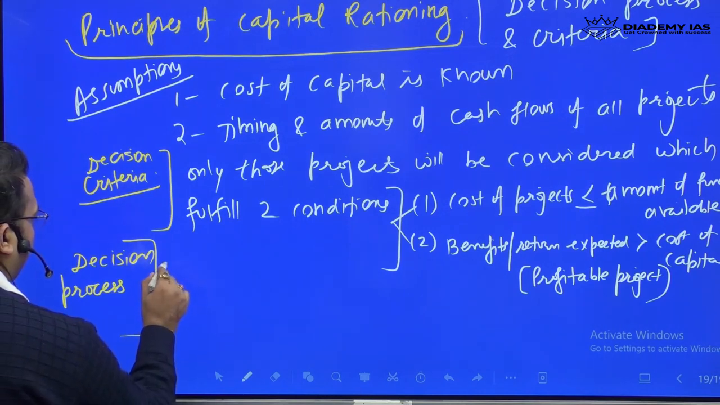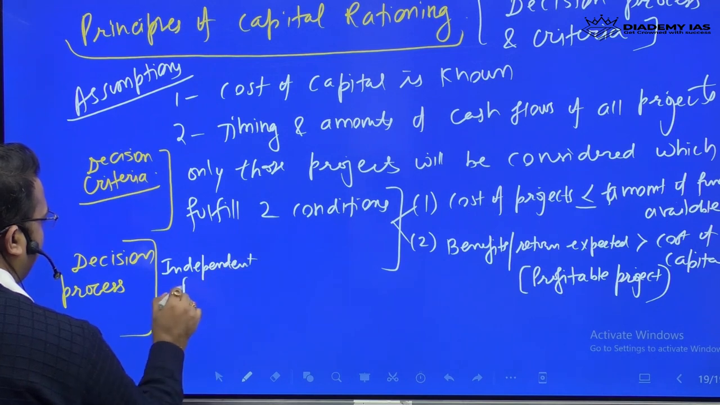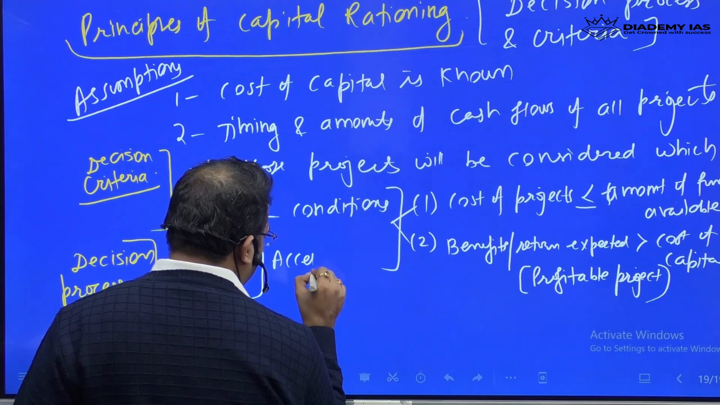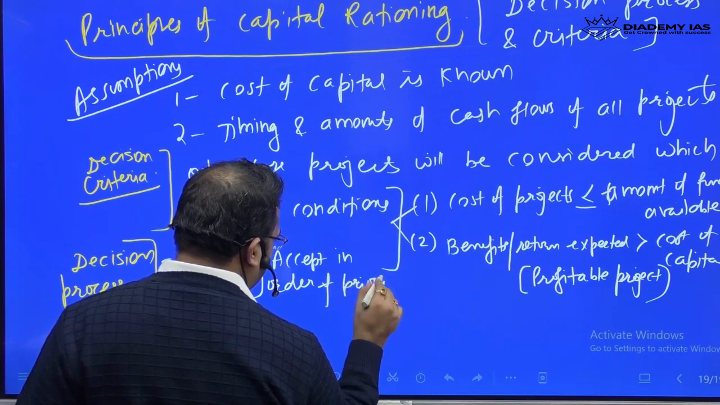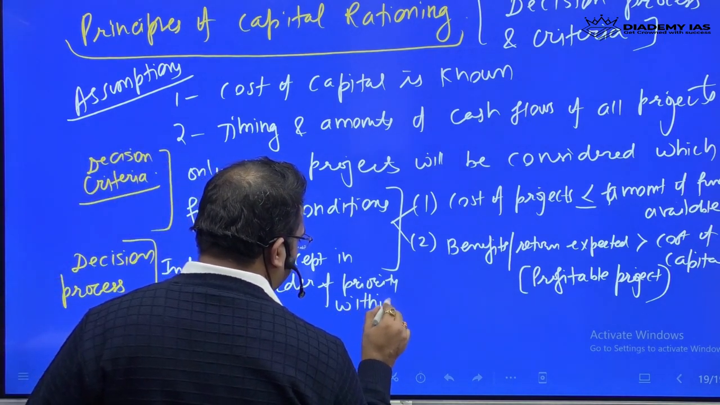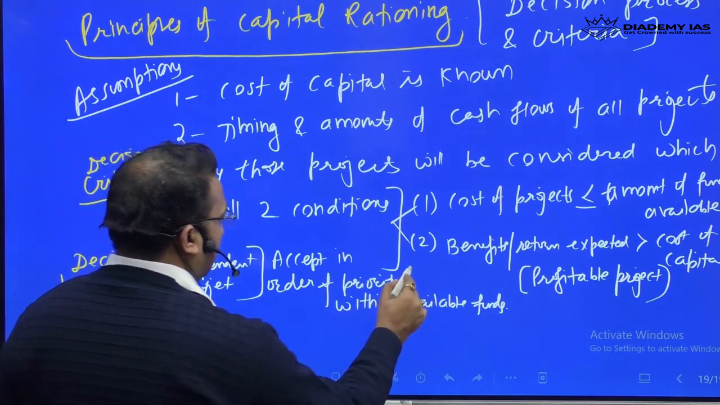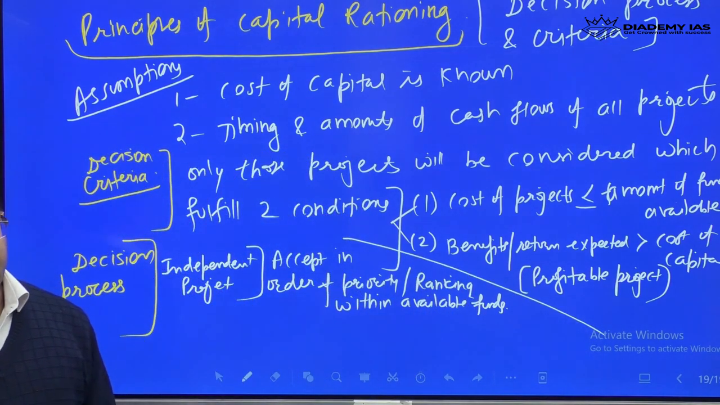So, depending upon if it is a case of independent projects, it means accept or reject, right? Then accept in order of priority within available funds. Basically what we do, we set a ranking. So those projects which have the higher ranking, we will choose those projects first.